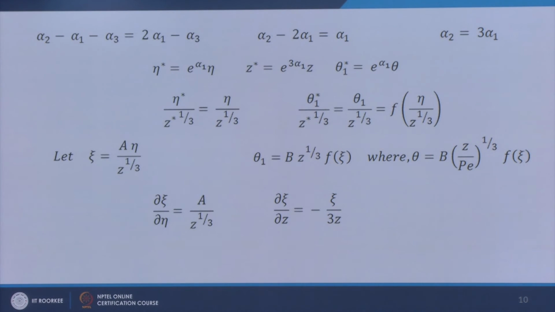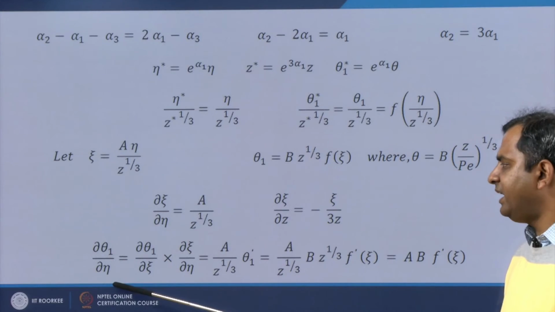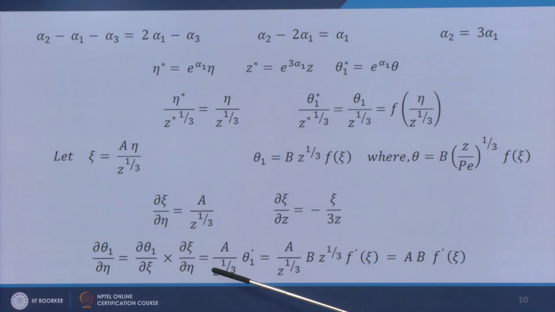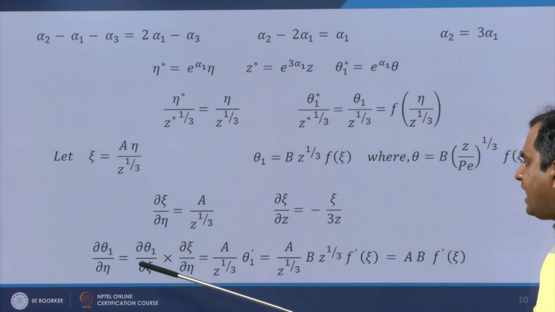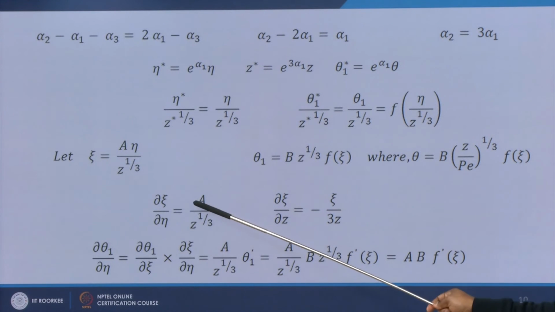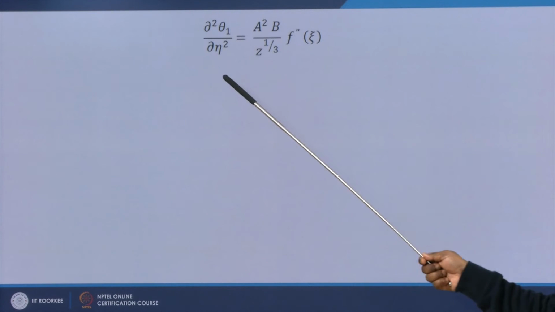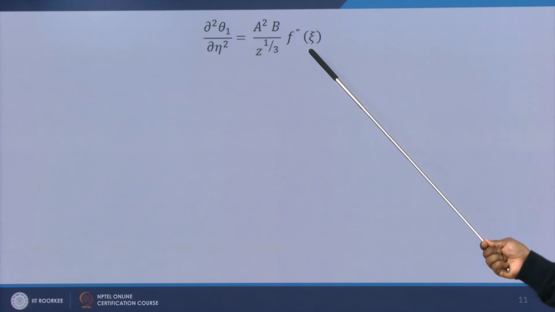Using these two, let us try to find the values of the temperature derivatives. First, del theta 1 by del eta. If you do the chain rule, it turns out to be a b f dashed. Here we are using del zeta by del eta, which we found over here, and del theta 1 by del zeta, where b comes from the derivative of this one and a comes from here. As a result, it is a b f dashed. If we proceed further, the second derivative of theta with respect to eta becomes a square b z to the power 1/3 f double dashed.